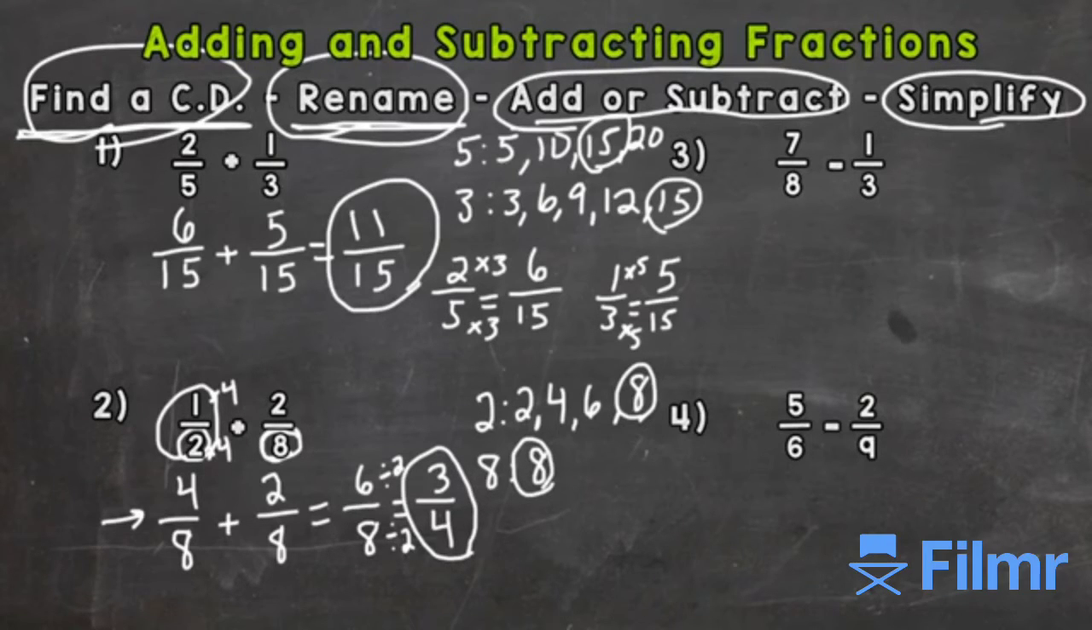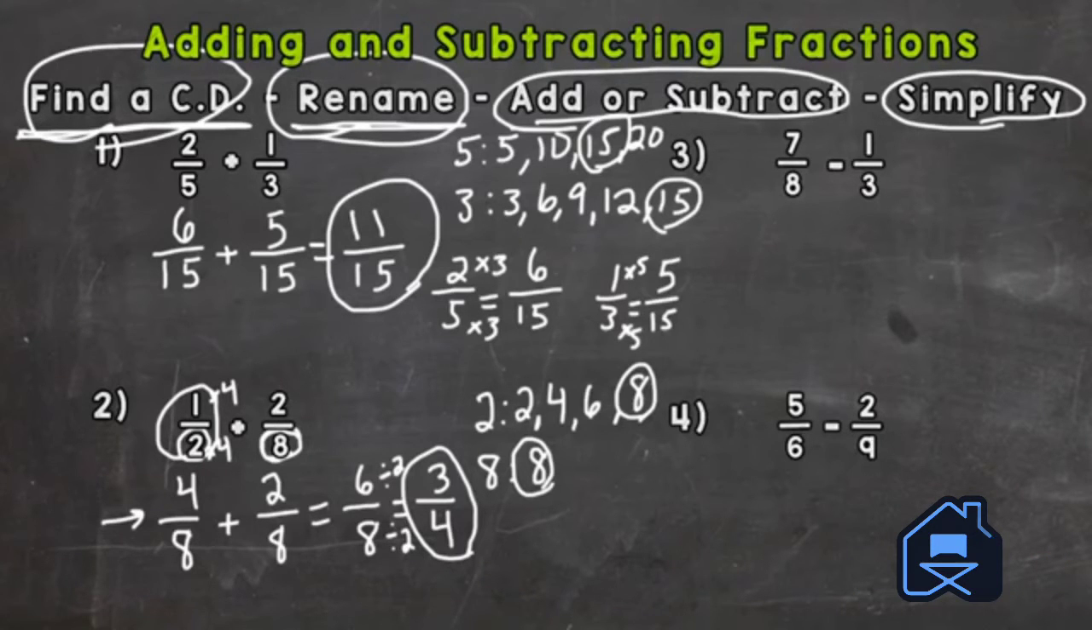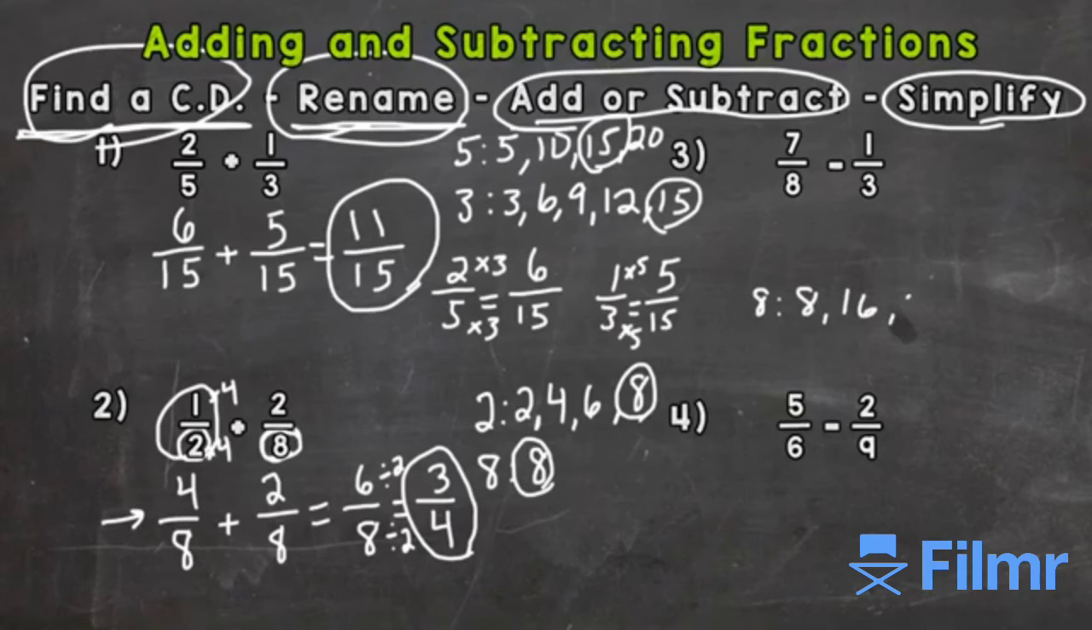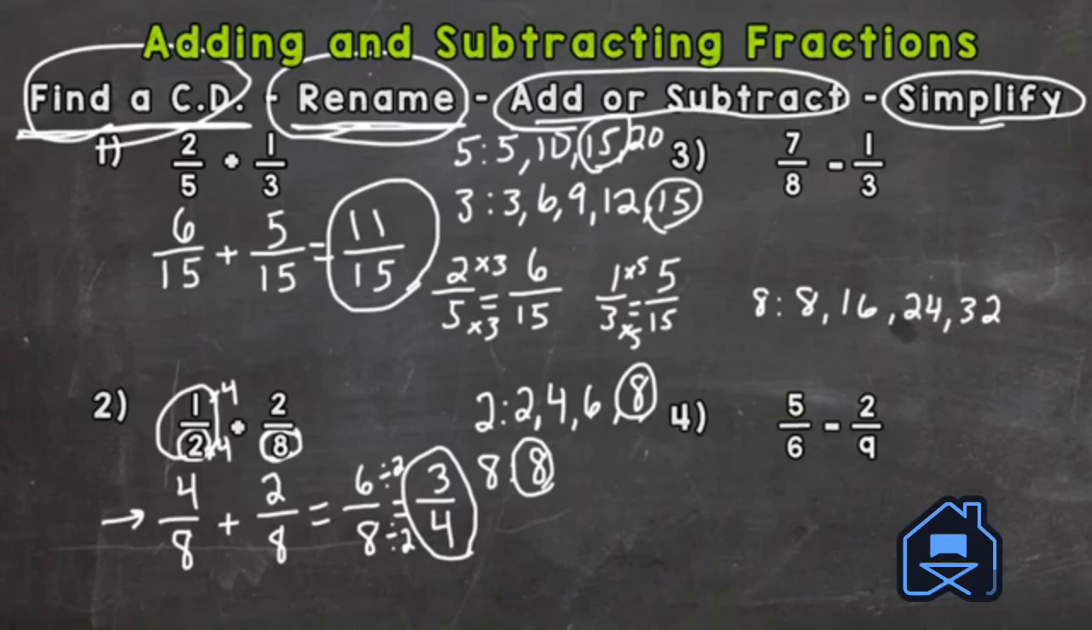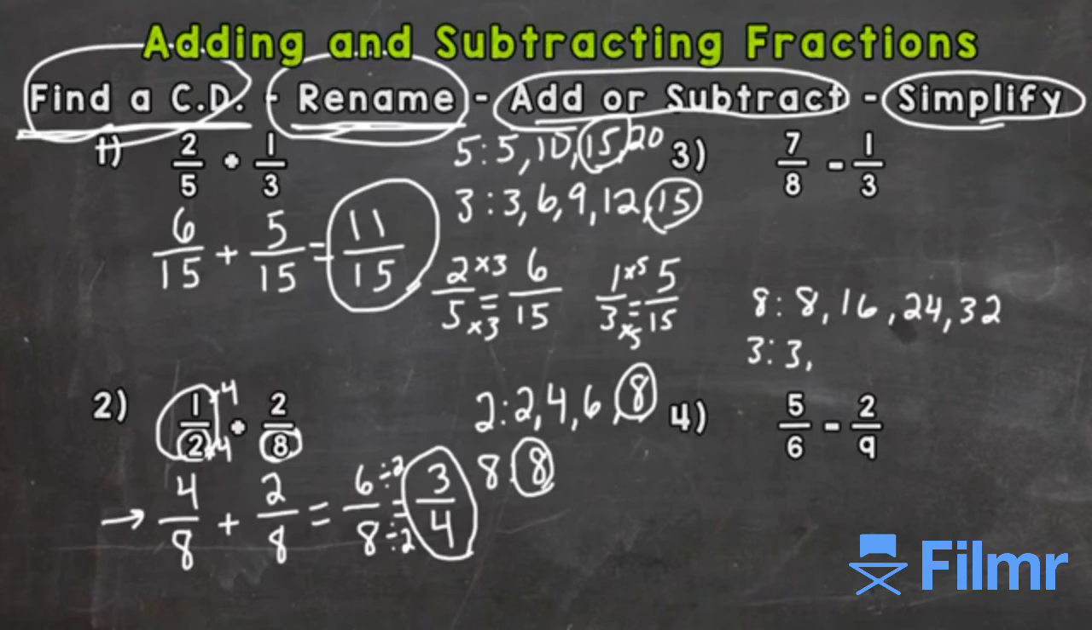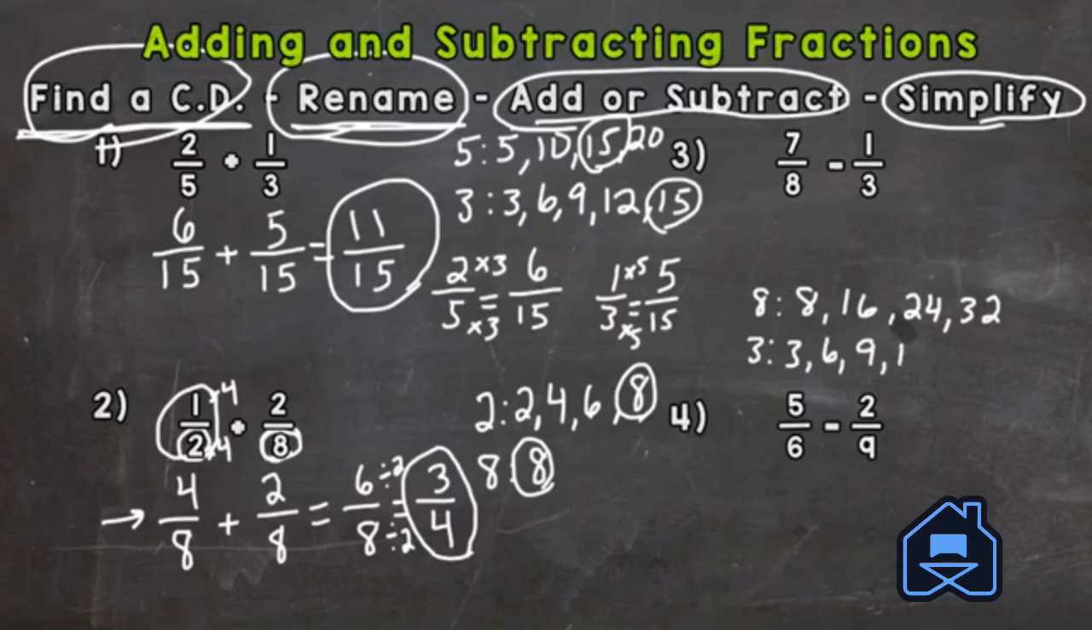So let's go to number 3. We have a subtraction problem. 7/8 minus 1/3 here for number 3. So we obviously don't have a common denominator, so our first step is going to be to find one. So let's list our multiples for 8 and 3. So 8, 16, 24, 32. Now let's list our multiples of 3. 3, 6, 9, 12.